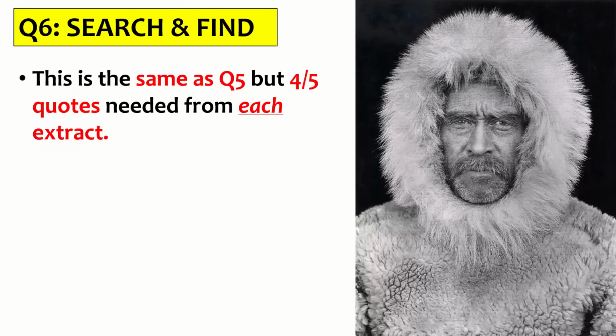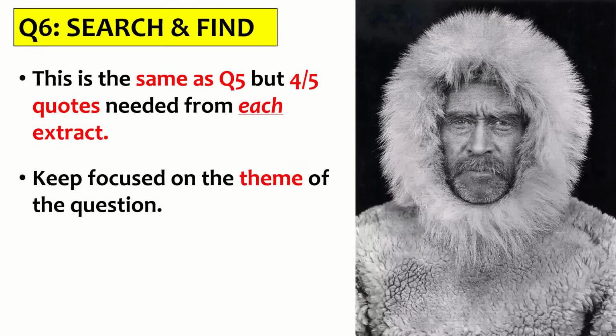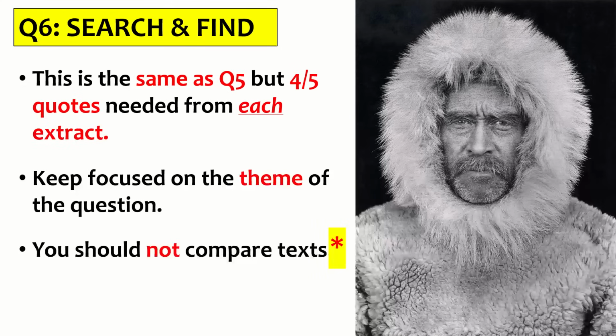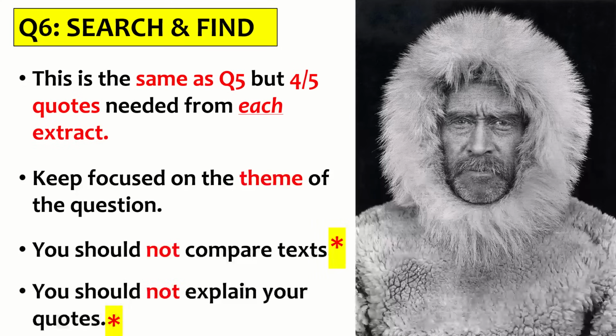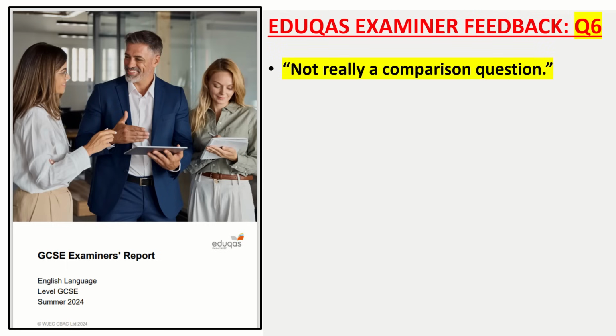If you're looking for grade 4 and 5, treat it as a search and find question. Treat it as the same as question 5, but 4 or 5 quotes needed from each extract. Keep focused on the theme of the question, which is difficulty. You shouldn't compare texts, and you shouldn't explain your quotes. Remember, this is just for students going for grade 4 and grade 5. If you are looking for the higher grades, you will need to compare and you will need to explain your quotes.